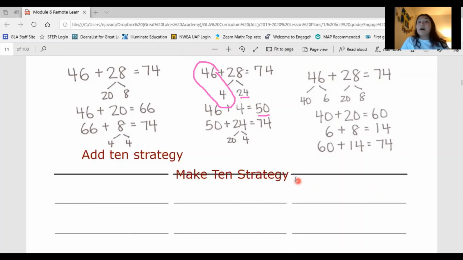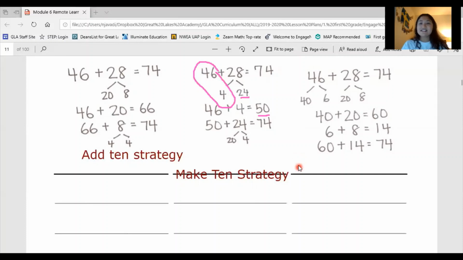Right now, pause and write all of these steps on your page. When you do that, notice and wonder what strategy this scholar used. Nice job writing all those steps on your page. Raise your hand if you know the strategy that this scholar used.